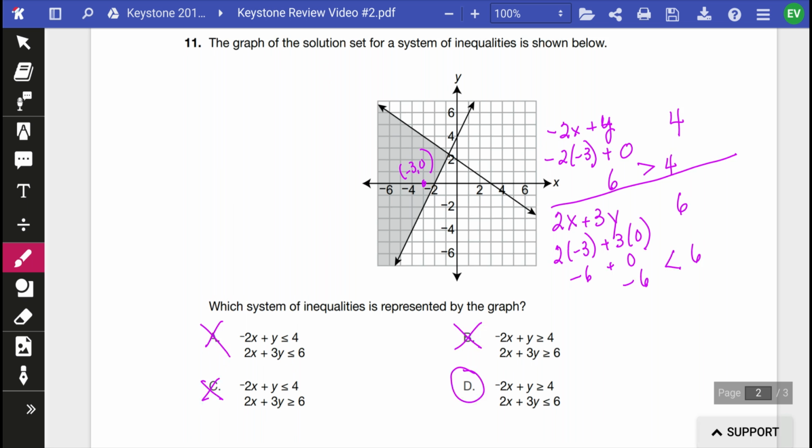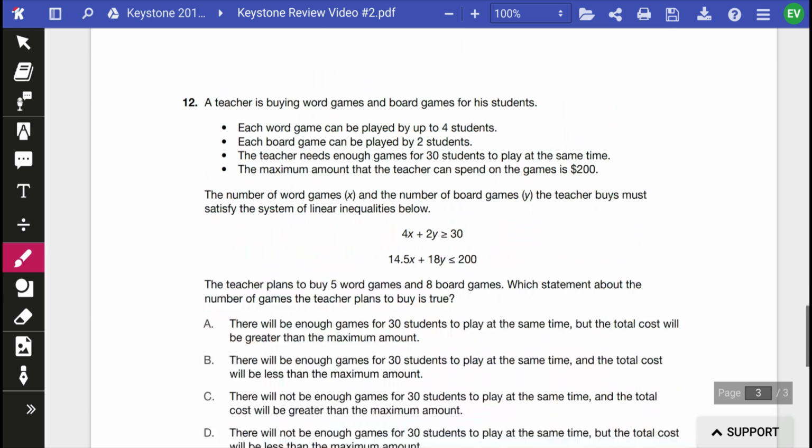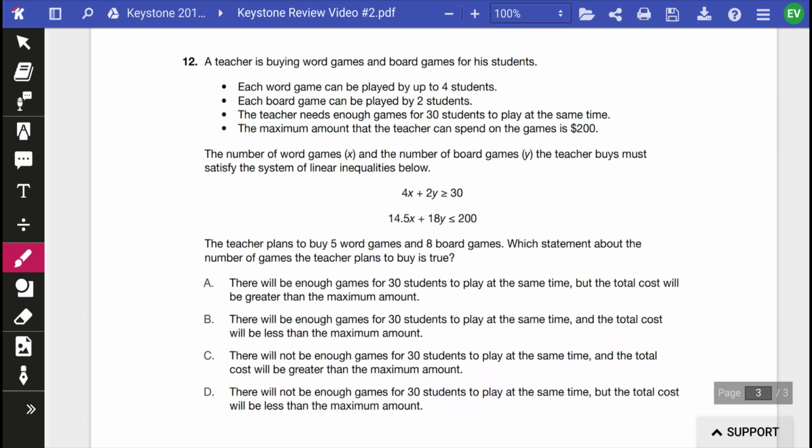One more. So we have number 12. A teacher is buying word games and board games for his students. Each word game can be played by up to 4 students. Each board game can be played by 2 students. The teacher needs enough games for 30 students to play at the same time. The maximum amount that the teacher can spend on the games is $200. The number of word games, X, and the number of board games, Y, the teacher buys must satisfy the system of linear inequalities below.